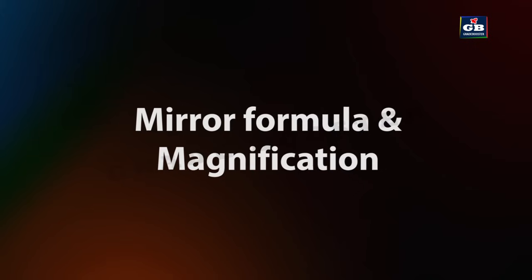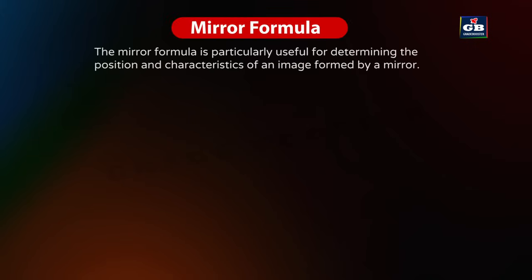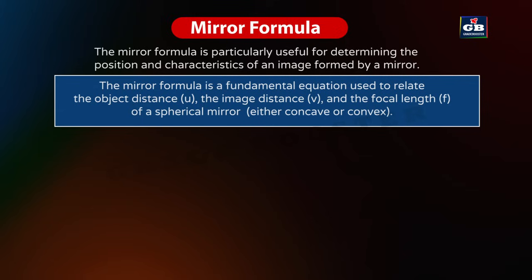Mirror formula and magnification. The mirror formula is particularly useful for determining the position and characteristics of an image formed by a mirror. The mirror formula is a fundamental equation used to relate the object distance u and the image distance v and the focal length f of a spherical mirror.